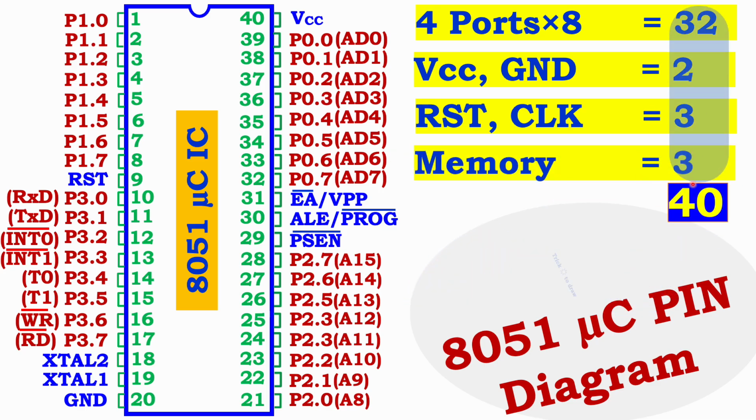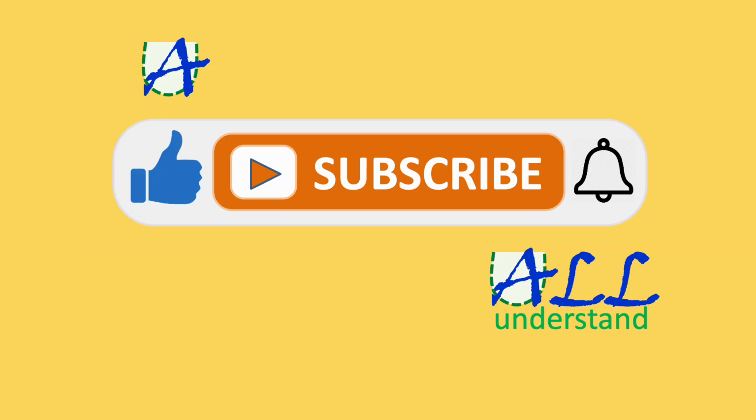So in the entire diagram, how many pins? 40 pins. This is a very simple trick to write down the diagram without any mistake in the examination. From the student's point of view, it is very simple to write down the 8051 microcontroller with all 40 pins. So thank you all.